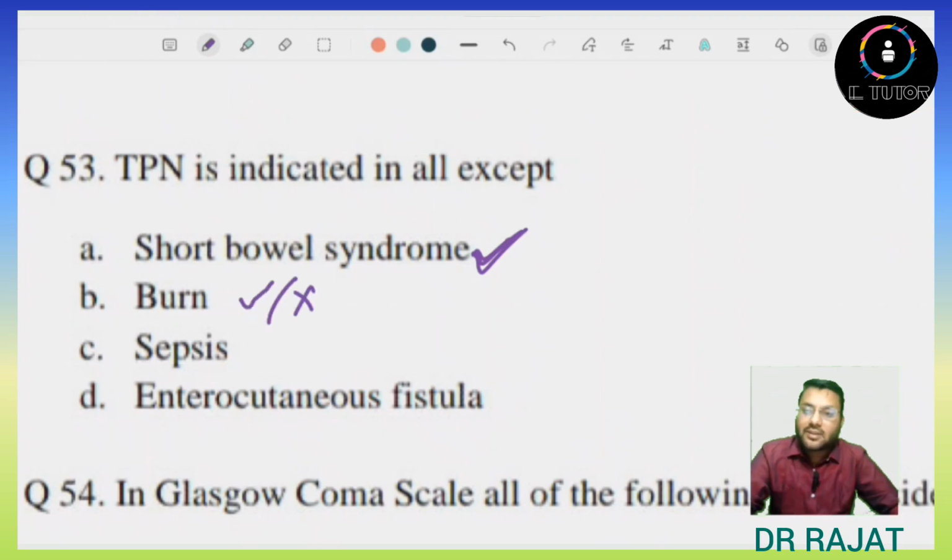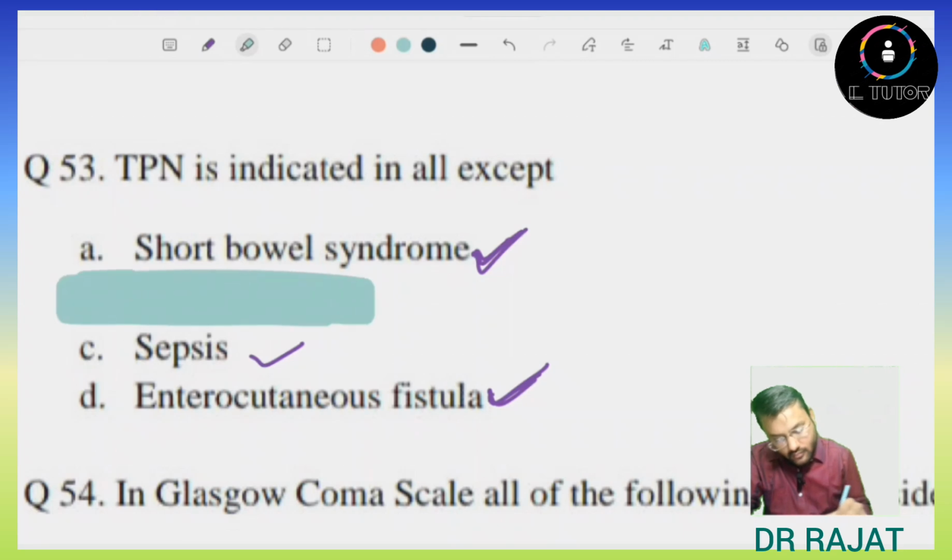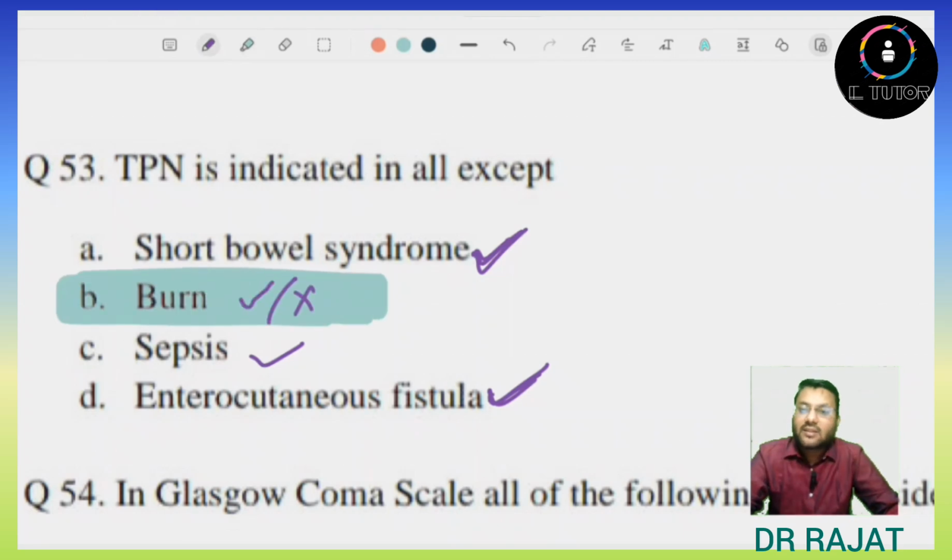In sepsis, yes, of course, we will give TPN and we will not allow the patient enteral nutrition. Then enterocutaneous fistula: whenever an enterocutaneous fistula is present, we will go for TPN. So the answer here will be burns. Though there is no perfectly correct answer in this question, the best answer will be burns. I think in the official answer key, short bowel syndrome is given as the answer, but according to me, the answer will be burns.